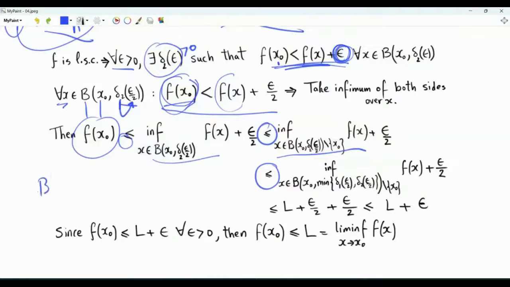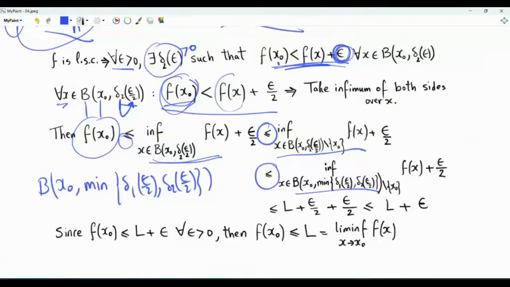So now we will take x to be in the ball with center x0, but now the radius is not just delta 2 of epsilon over 2. This radius here will allow us to write down that f of x0 is less than this infimum plus epsilon over 2. Now we will take the radius to be the minimum of delta 1 of epsilon over 2 and delta 2 of epsilon over 2. So this ball here is contained in this ball.